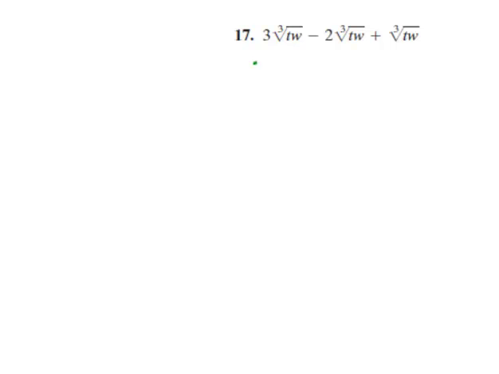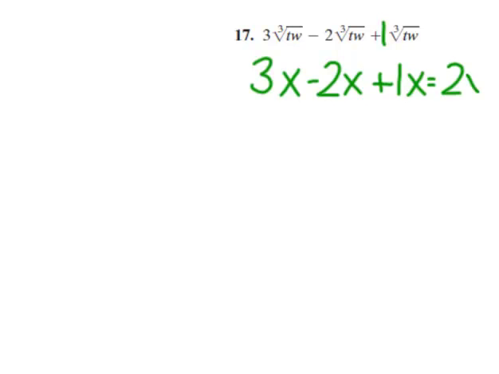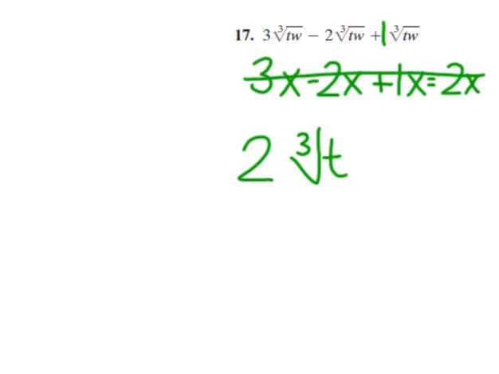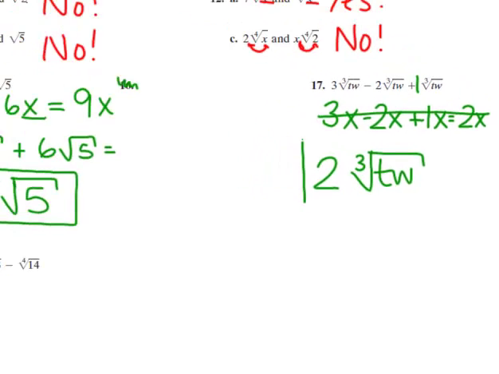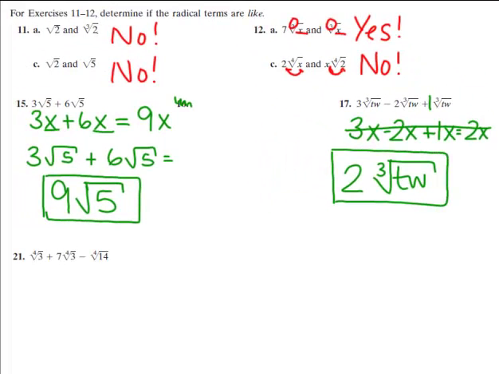If you need to, again, think of x's. If I have 3x minus 2x plus, this is just 1x, I would combine the first two. So 3 minus 2 would give me 1, and then add 1 more to it, I'd get 2x. We can do the same thing with these radicals. So if I have 3 minus 2 plus 1, I end up with 2 of the cube root of 2w. Always check to see that you can't simplify anymore. In these first couple problems, we definitely cannot.